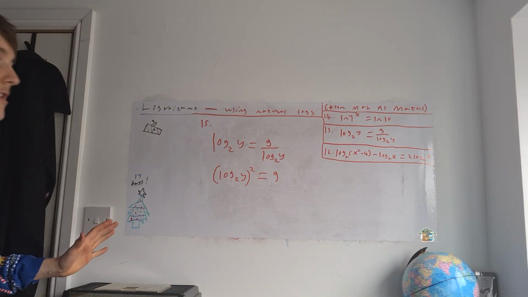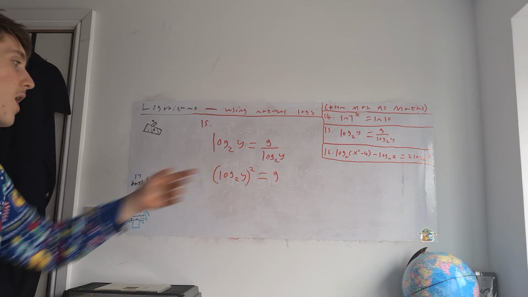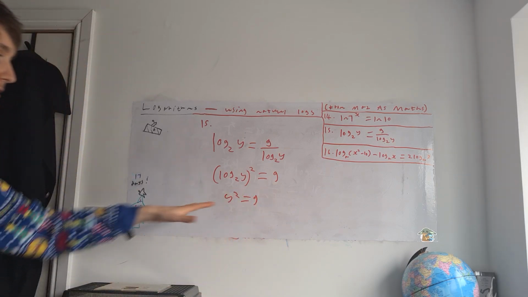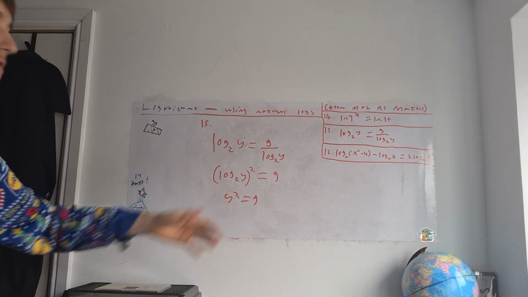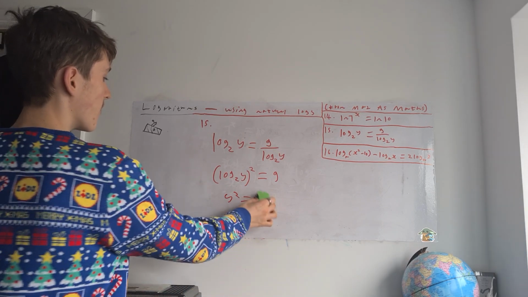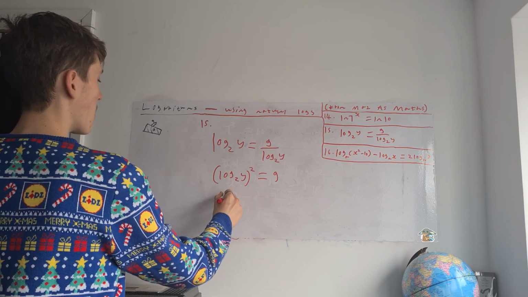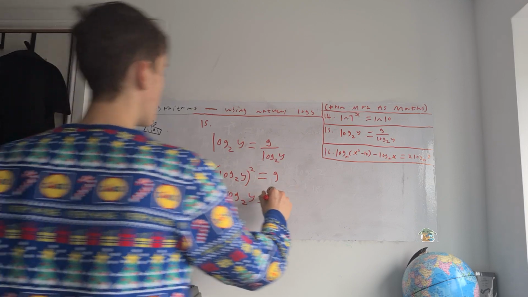Okay, and now how would you solve this? It's quite easy. You treat that like, say there was no log there, that was just y, so you have y squared equals 9. How would you solve that? You would just square root 9, wouldn't you? And you get y equals plus minus 3. So we're going to do that for log base 2 of y up here. So you get log base 2 of y equals root 9.